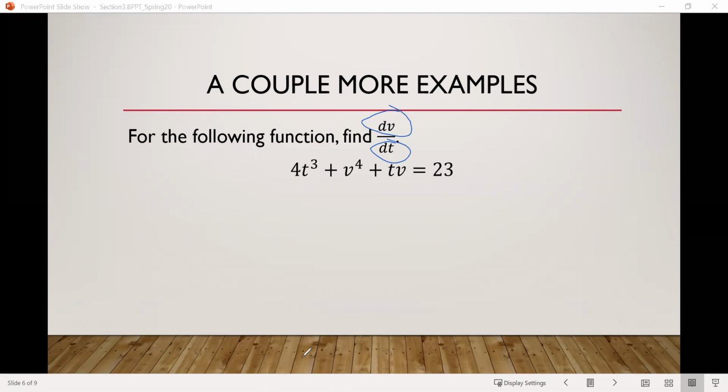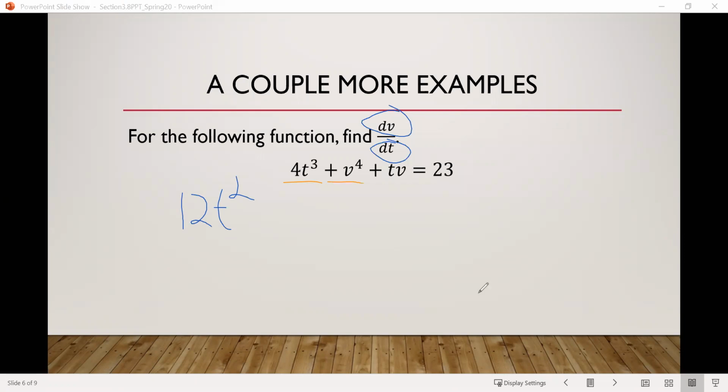And yeah, let's jump into this. Let's see what happens. Okay, so we'll start with the first term there, the 4t to the third. So we're taking the derivative with respect to t. There's nothing too complicated to do. We can just use our power rule. So that'd be 12t squared.